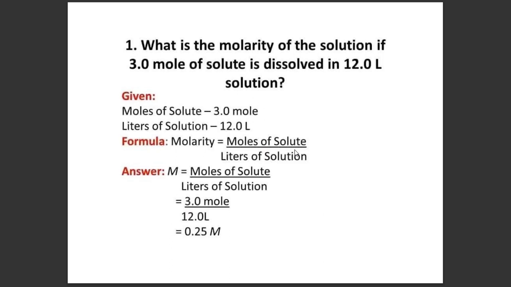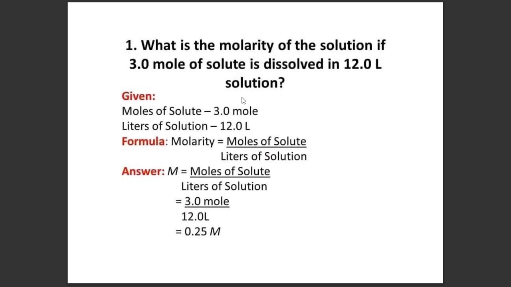So this question says, what is the molarity of the solution if 3 moles of the solute is dissolved in 12 liters of solution? So you have a solution that contains, let's say, 3 moles of the solute dissolved in, let's say, 12 liters of the solvent, or let's say 12 decimeter cube of the solvent. How do we find the concentration of this solution in terms of molarity?